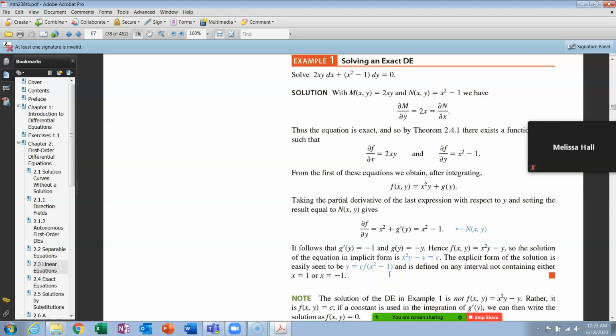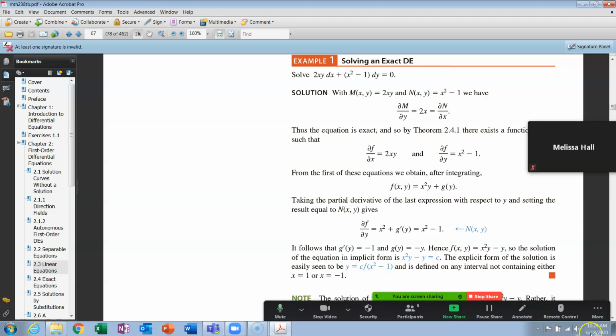That would be y is equal to c over x squared minus 1, defined on any interval not containing either x equal 1 or x equal minus 1. So it could be over here, anything x less than minus 1, perfectly fine. Between minus 1 and 1, just not including them, that's a good interval. Or over here to the right of 1. All those are legitimate intervals. If you had an initial condition, you're going to be in one of those places, and that's the only solution you then have. So these are three possible places where you could have solutions, but your solution is only going to be one of them.